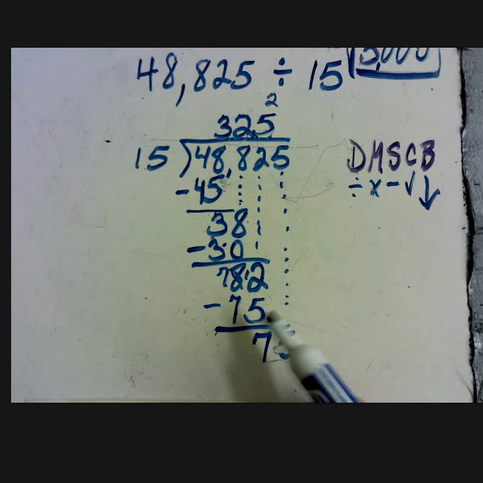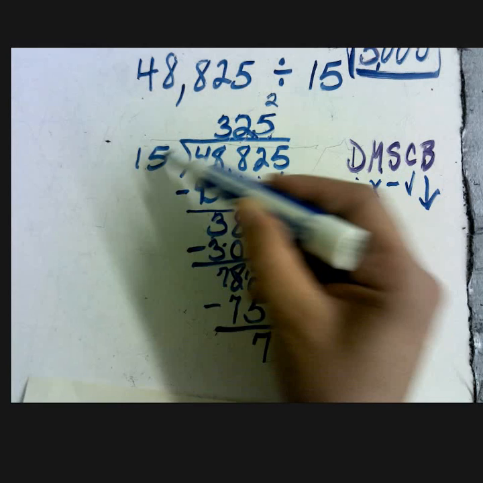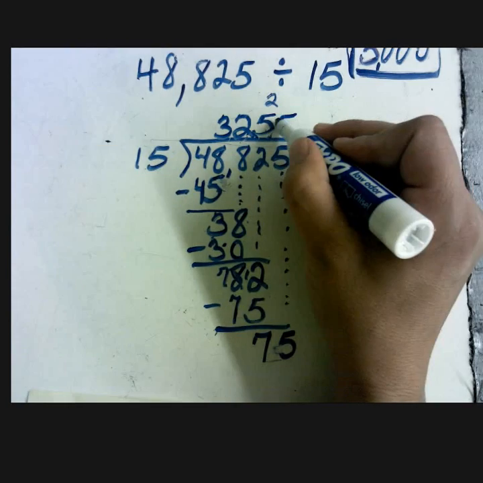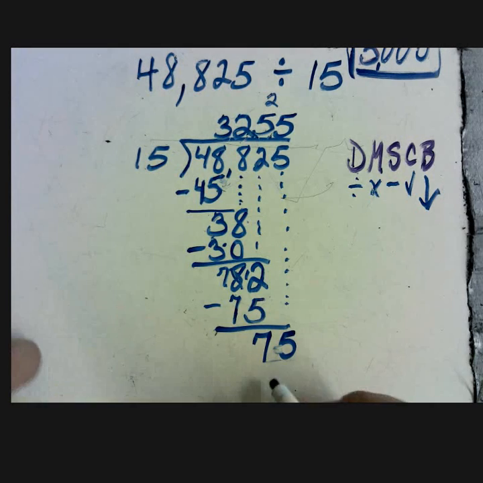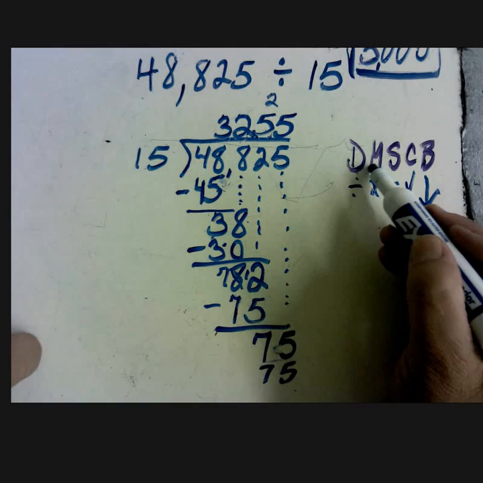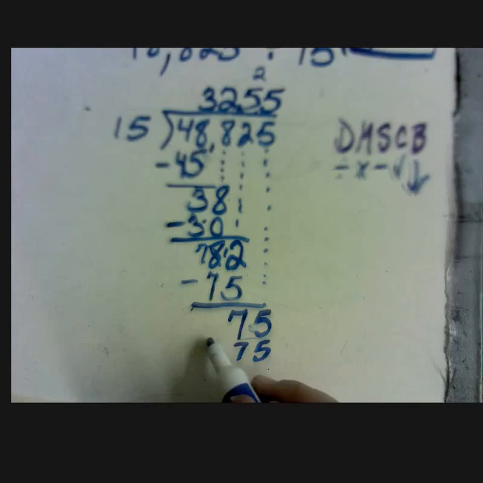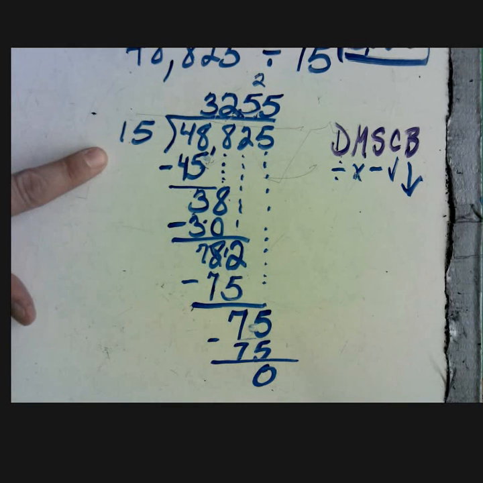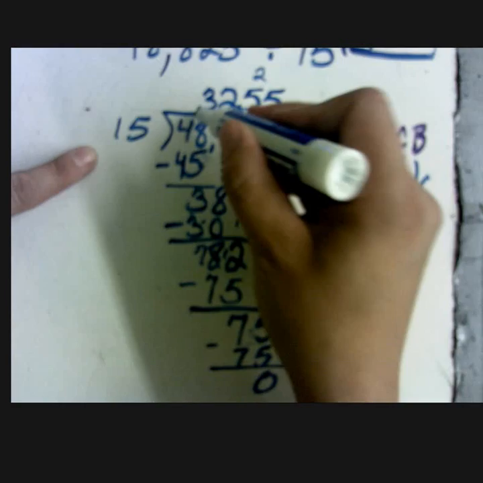5 times 15 we know is 75. That's the multiplication. I subtract. 75 minus 75 is 0. Yes, 0 is obviously less than 15. And I have nothing else to bring down. So my quotient for this problem is 3,255. When I compare that to my estimate, it's not too bad. I mean, my estimate is higher, but at least I knew by estimating that my answer had to be somewhere in the thousands.